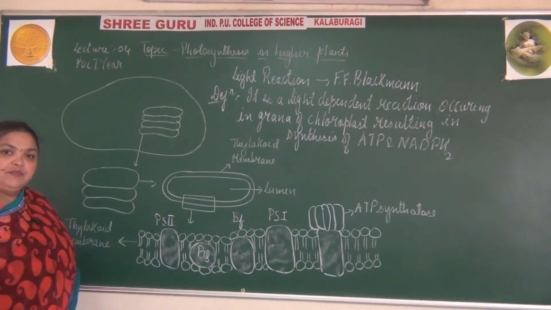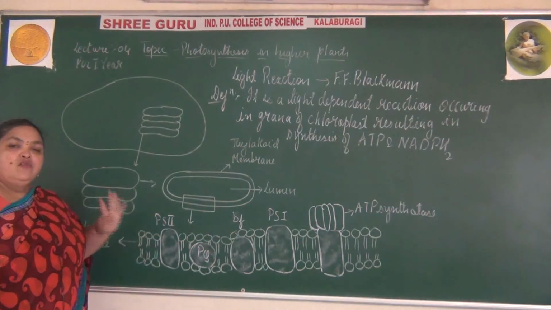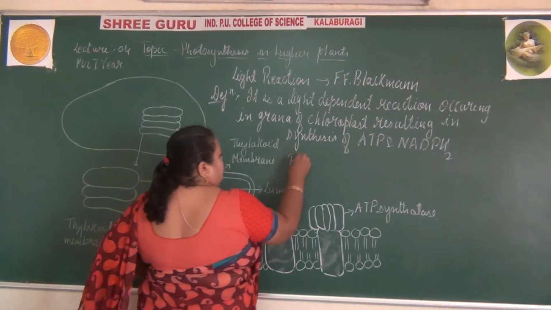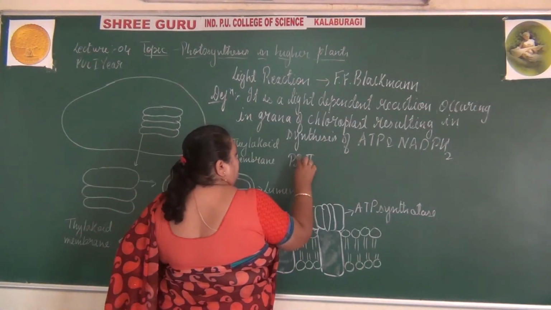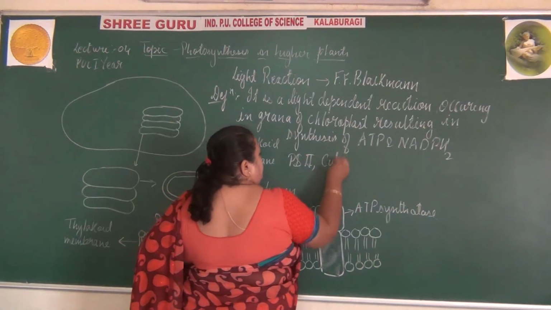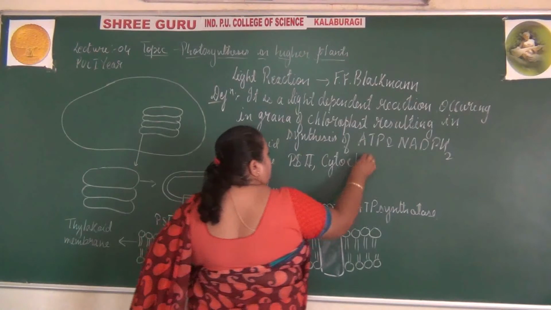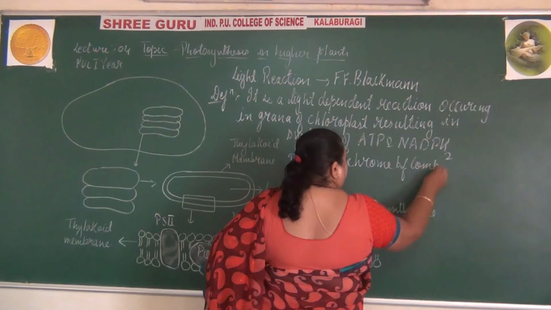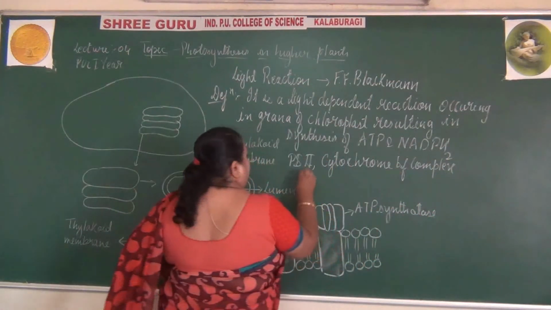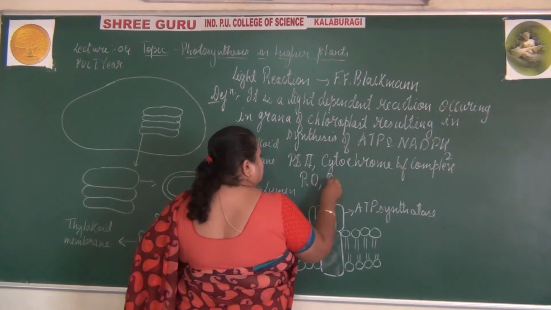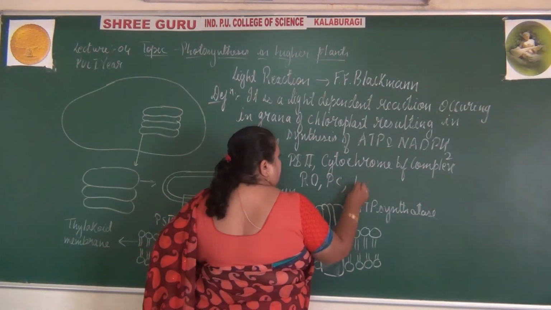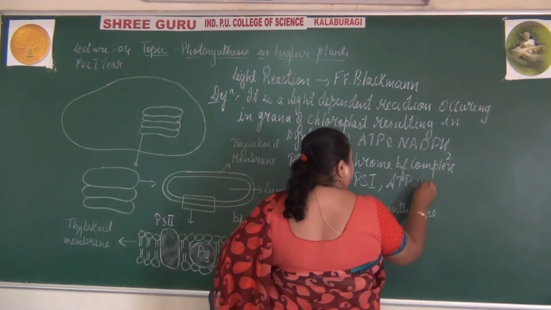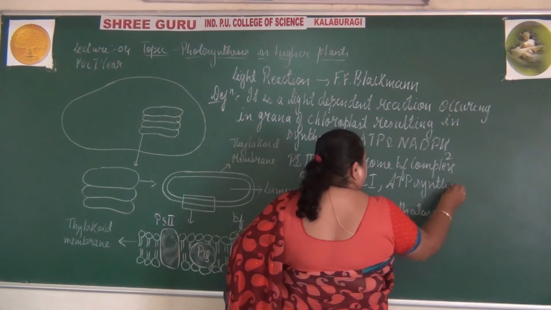In the thylakoid membrane, there are four photosynthetic complexes. Those complexes are photosystem 2, cytochrome b6f complex, plastoquinone, plastocyanin, photosystem 1 and ATP synthetase.